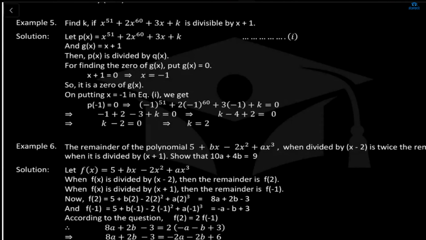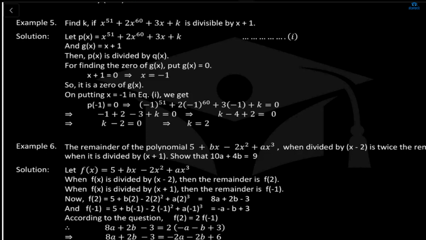Now you have to find a particular missing value k. In the given polynomial, k is there, and it is written that this polynomial p(x) is divisible by x plus 1. So what does that mean?